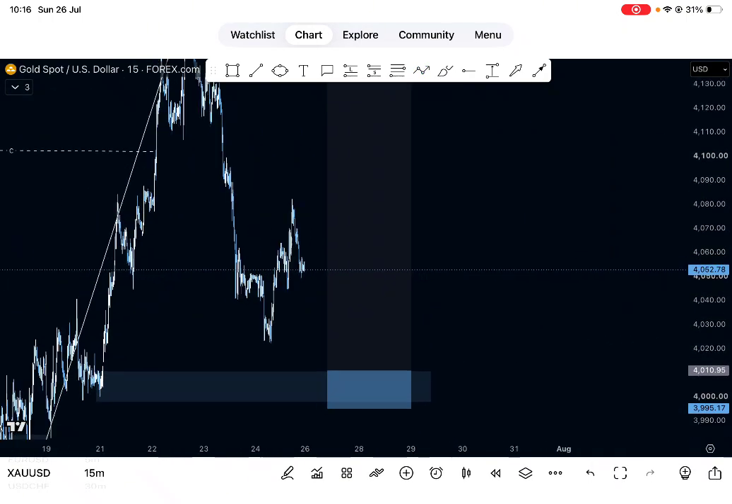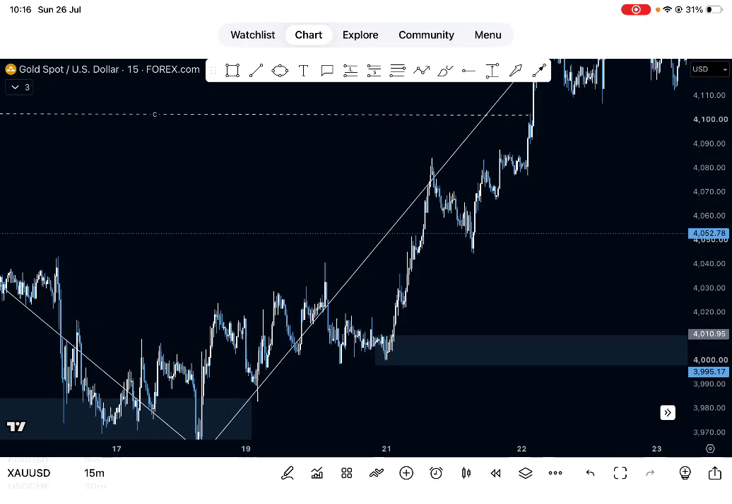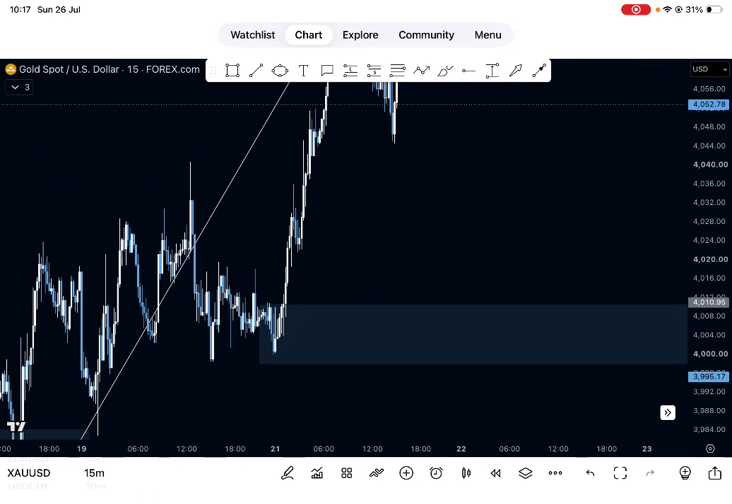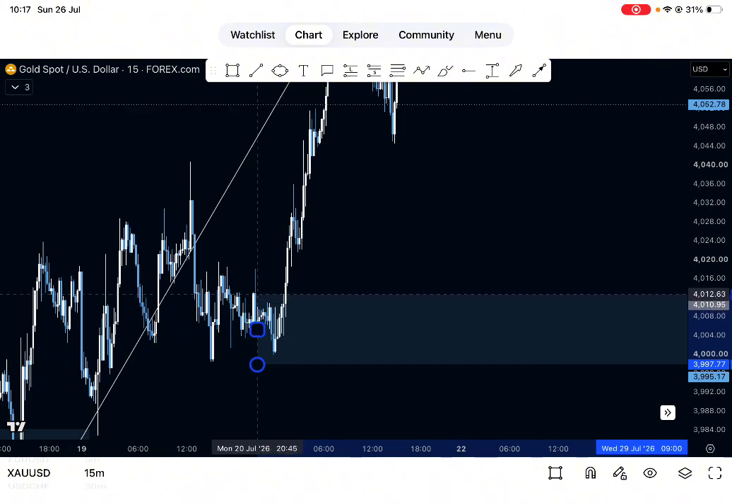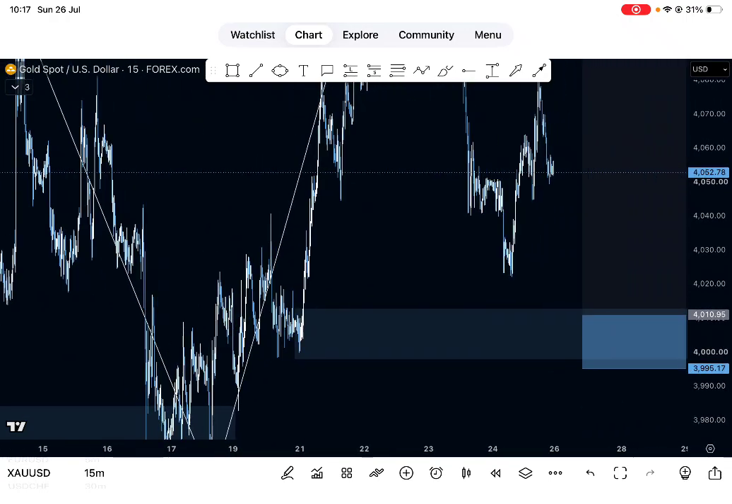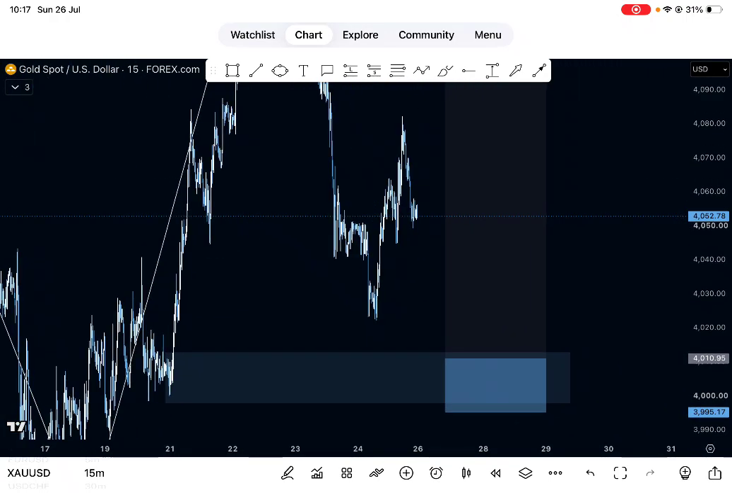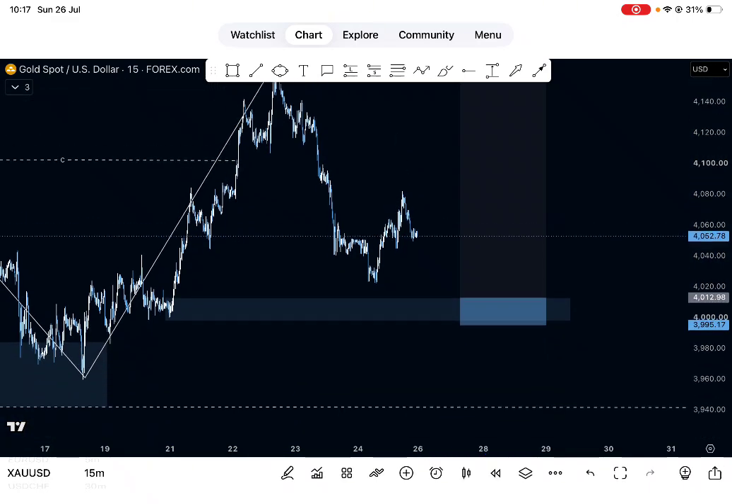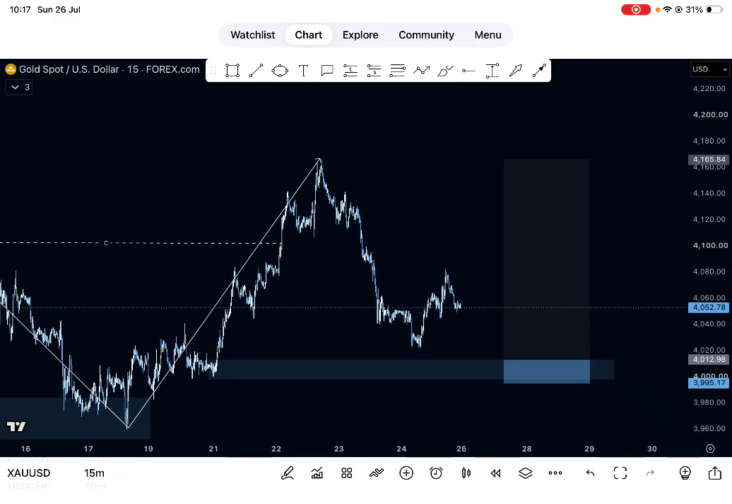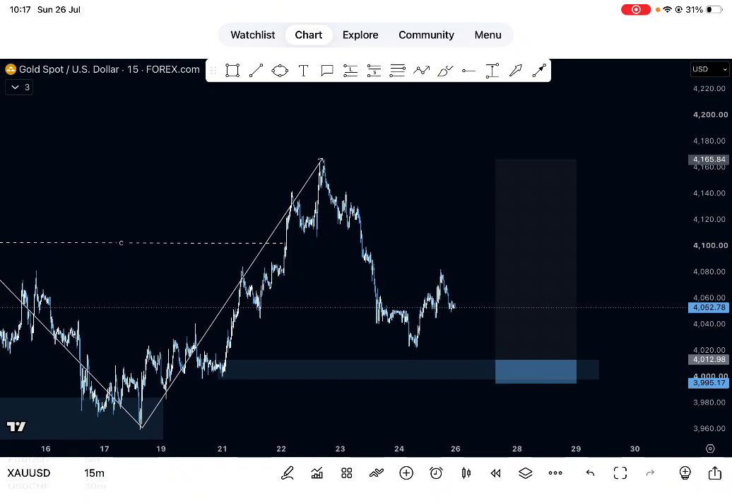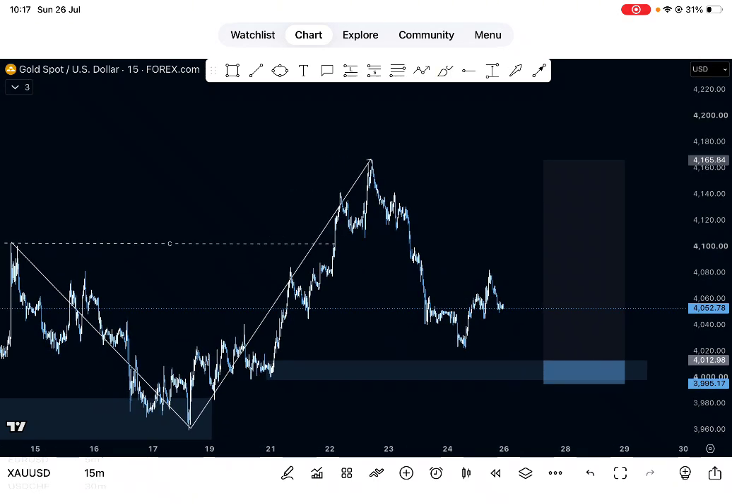So, and this will be the order block. This will be the order block on the M15 time frame. This will be the order block. So buying from here, and this will be the possible buy zone for me. Let's say I wanted to trade gold, this will be what I'll be looking out for.